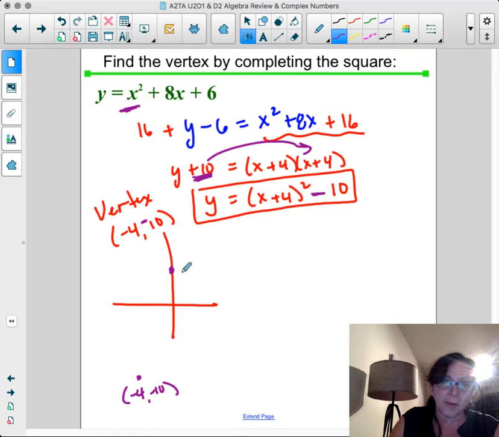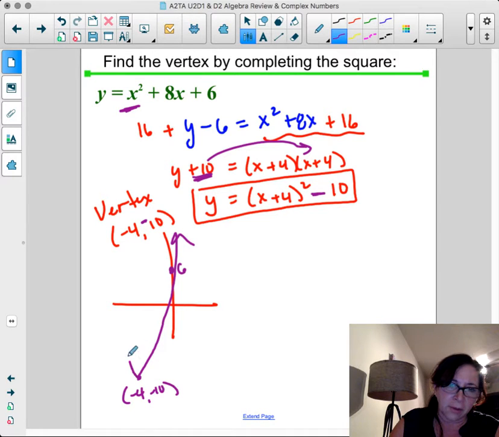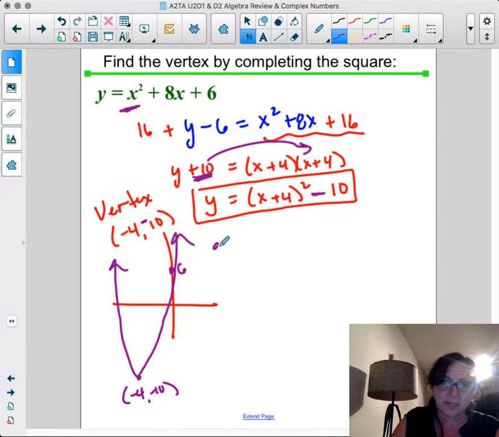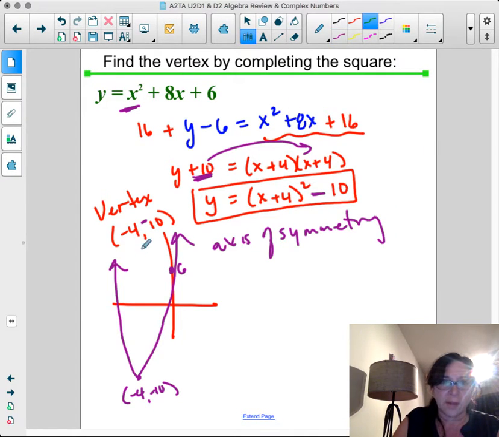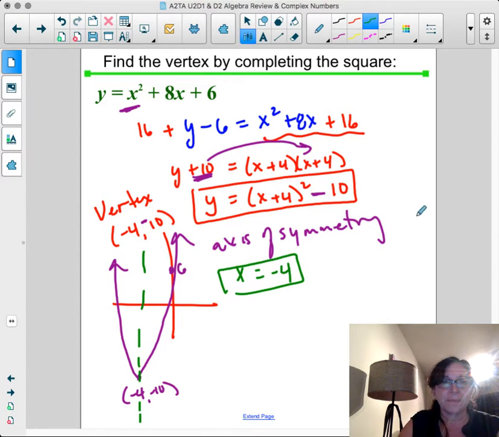And then my y-intercept is still 6. So this graph is going to come up like this, and then go like this. We're going to have an axis of symmetry that cuts right down the middle, right here. And again, it's always going to be the x coordinate of your vertex. So x equals -4 is my axis of symmetry. And our vertex, we found that.